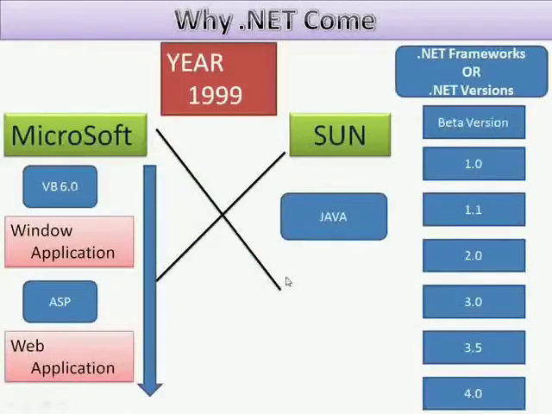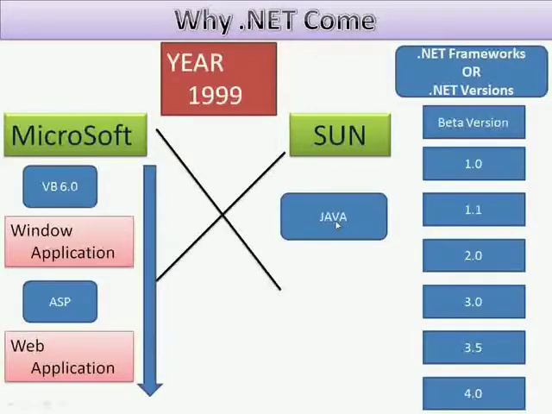We already discussed .NET is a technology. Now let's discuss why .NET came in the market. In 99, there were VB 6.0 and ASP. These are the applications of Microsoft. VB 6.0 is specifically for Windows-based application and ASP is for web-based application.